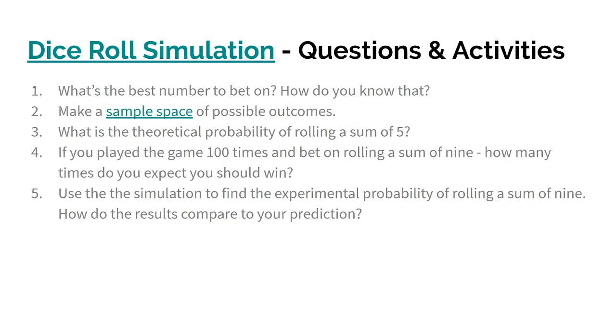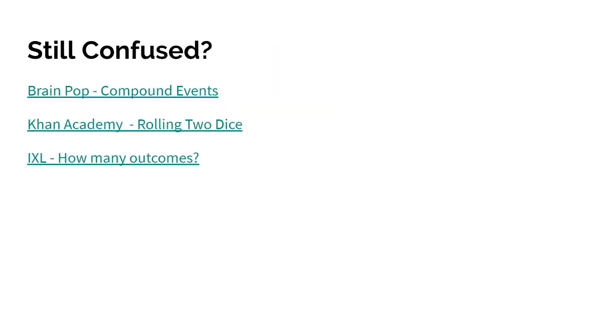Number 5, use the simulation to find the experimental probability of rolling a sum of 9. How do the results compare to your prediction from question number 4? So again, these are the questions that you would be doing if you were normally in class, in a room with other students and a teacher, but you're not. So you should do these on your own. The answers should become pretty self-evident, but if they aren't, feel free to share them with me through Google Classroom, and I will leave you feedback and help you out wherever you are stuck.